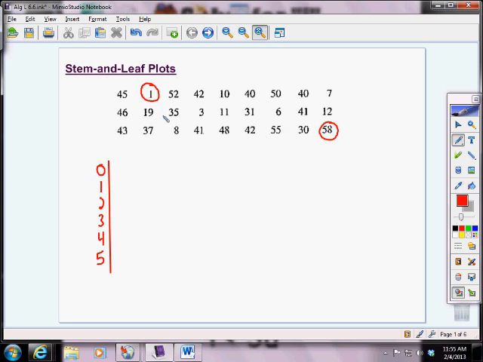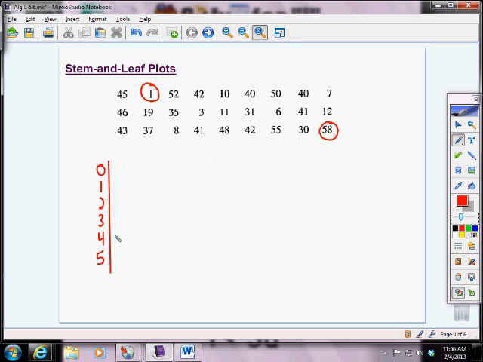You're not always going to break it up between the tens and the ones. Sometimes if you have numbers like 5.2, you might choose your break between the 5 and the 2. Sometimes if you had numbers like 134, you might break it between the 13 and the 4. So those are just different examples of what you could do. For the purpose of our examples here, since we're going from 1 to 58, the stems here represent our tens, and we're going to put the ones digit in our leaf.